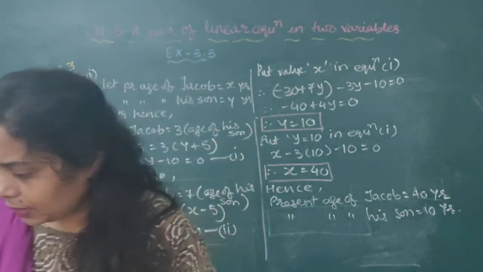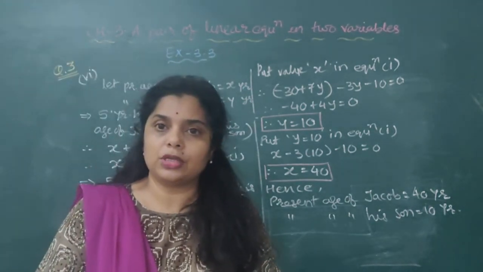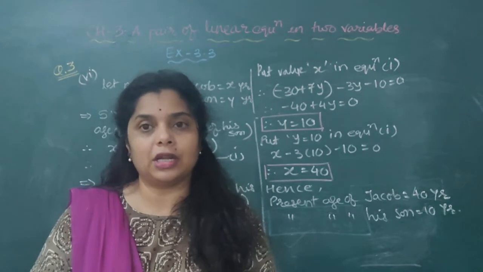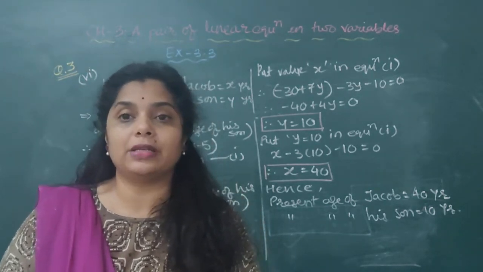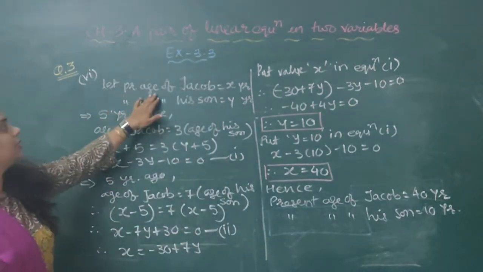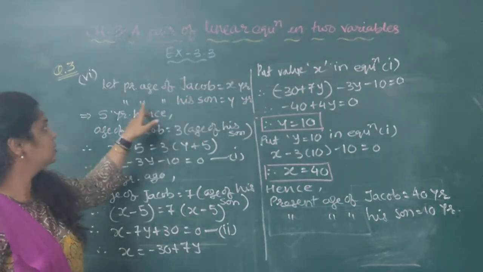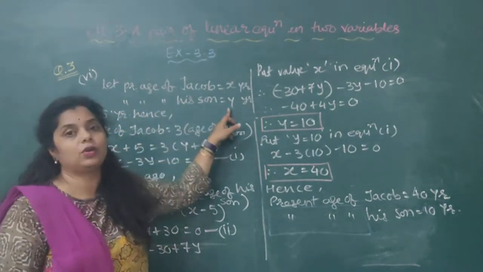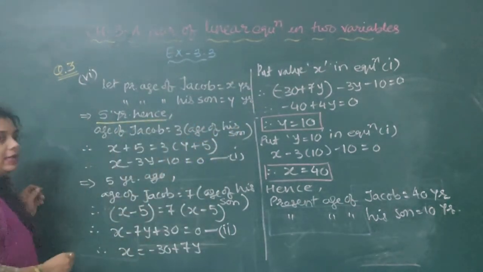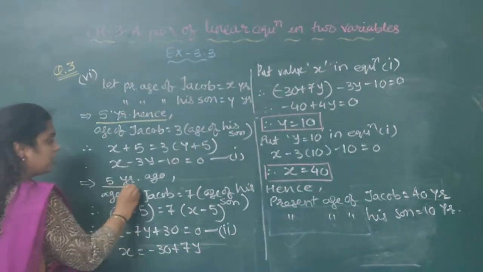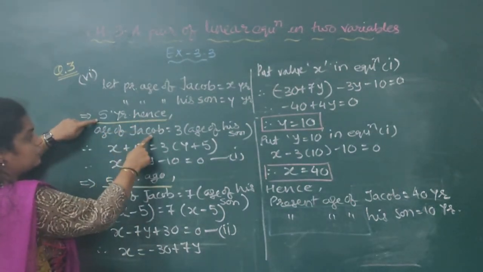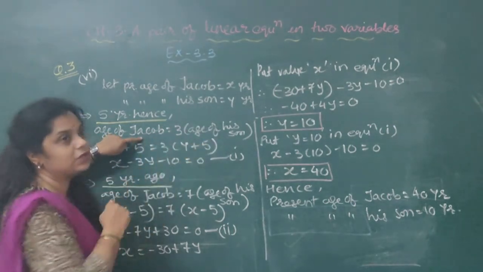As we know, here we have to apply the same method, the substitution process, to get the final answer. But the main important thing is how to get a pair of linear equations. So let's see here. Let the present age of Jacob be x years and the present age of his son be y years. Now both the conditions are given. 5 years hence means 5 years after, and 5 years ago means before. So 5 years hence the age of Jacob is 3 times the age of his son.